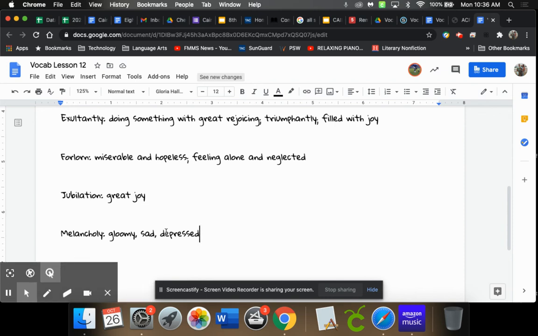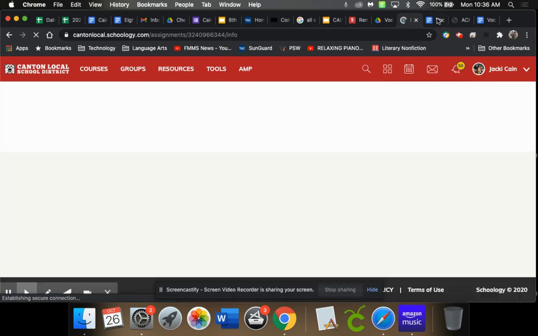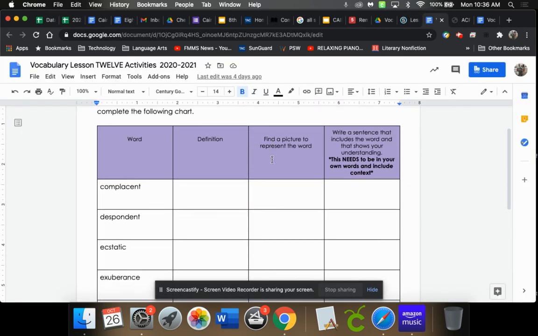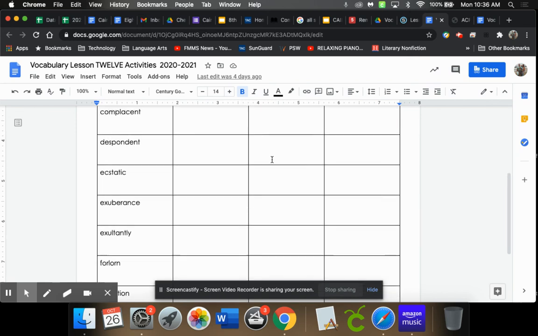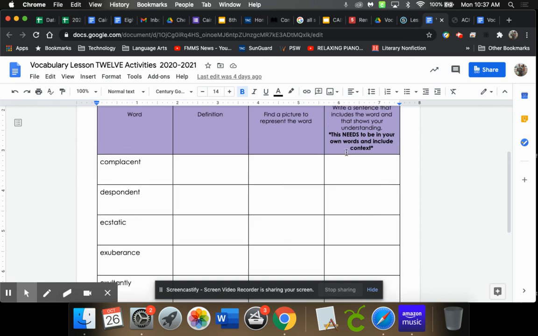Okay. So here's your assignment. If you go to vocab, your assignment is right here, and it's going to look like this. It's very similar to what you have done before, except I'm going to really encourage you to find different pictures. I know that jubilation and exuberance are pretty similar, but try to find different pictures expressing either great joy or high spirits. You could have your picture represent your sentence. Remember, your sentence has to be in your own words. Do not just Google sentences with jubilation in it.